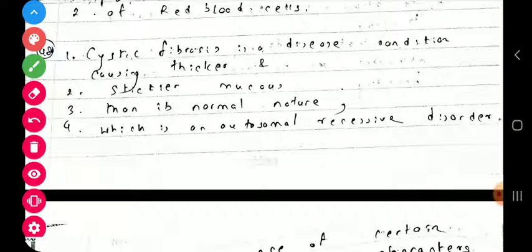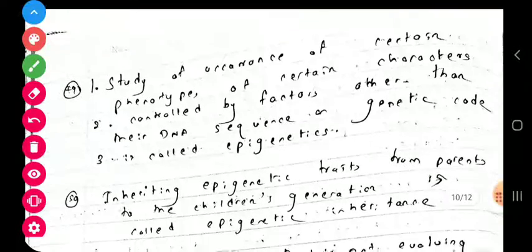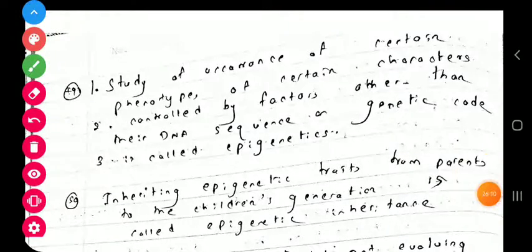Just remember that cystic fibrosis is a disease condition causing thicker and stickier mucus than its normal nature, and it is an autosomal recessive disorder. The meaning of autosomal is that the gene is located not on a sex chromosome, but on a different chromosome. So I hope you understood that. Let's go to the next definition.